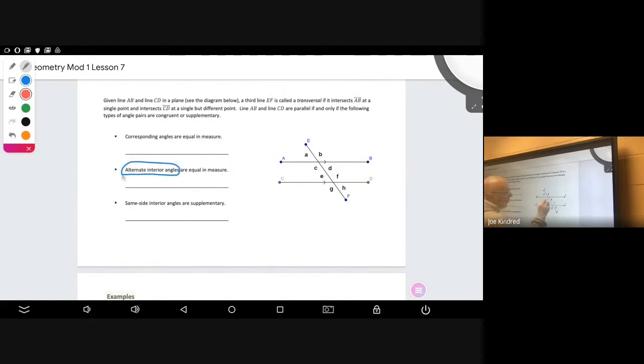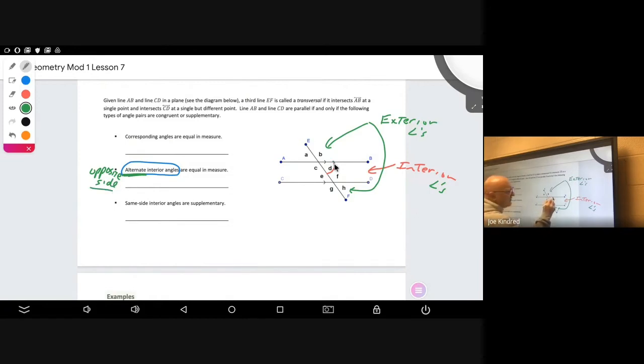Alternate interior angles are simply inside, and so the interior angles are in here, whereas the exterior angles are going to be out here and here. And alternate means basically on the opposite side. So for instance, here, D and E are equal. D is equal to E. Angle D and angle E are alternate interior angles, and they are equal.